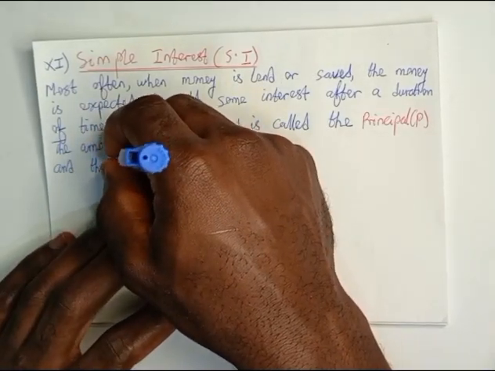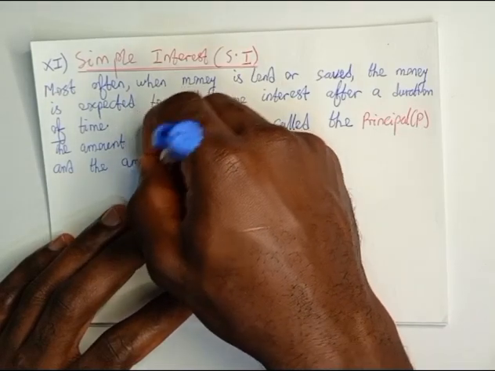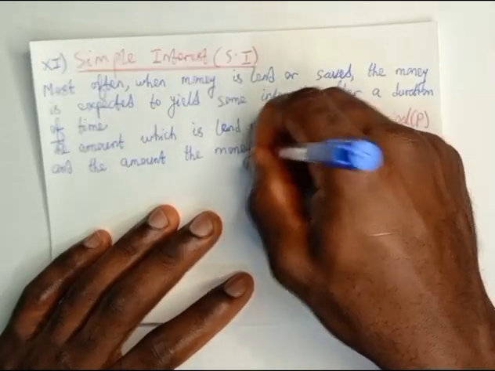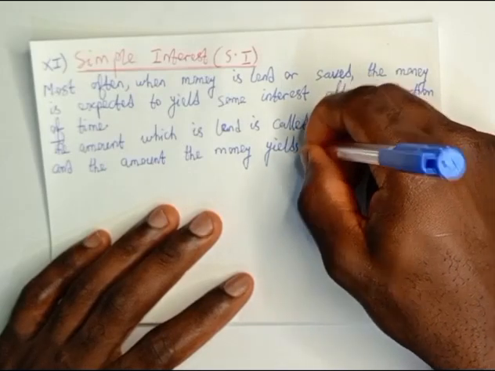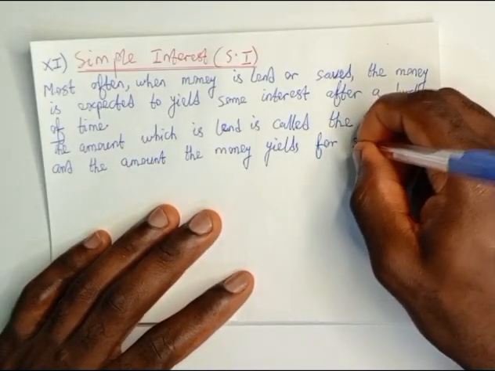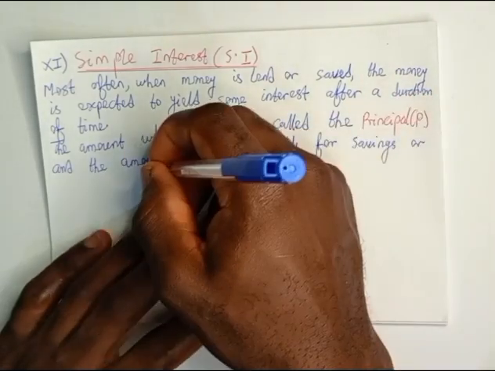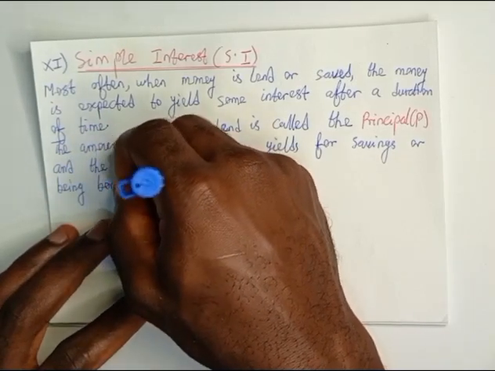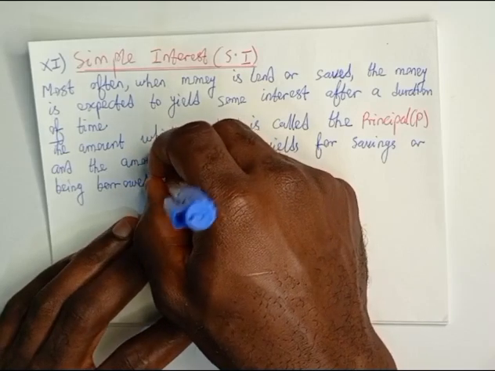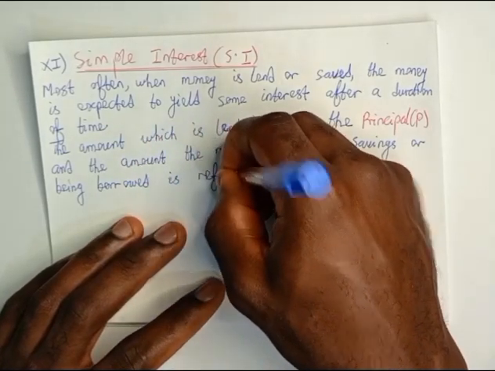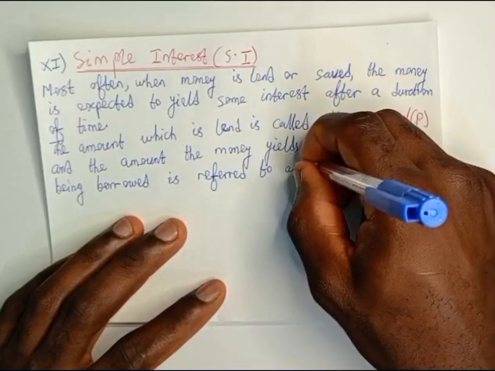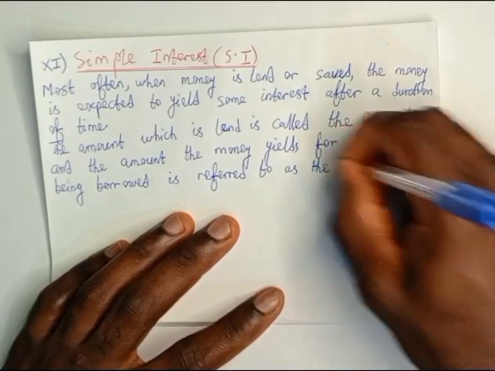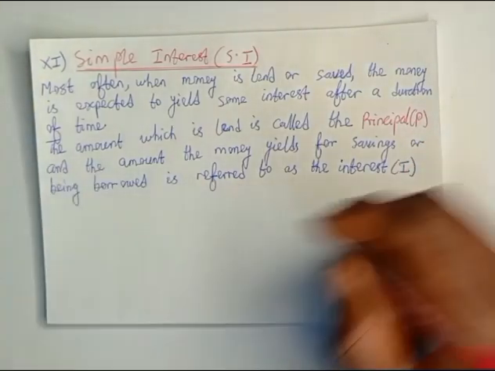the amount the money yields, means produces, for savings or being borrowed, is referred to as the interest, which is denoted by using the letter I. I'll underline the interest with a red pen.